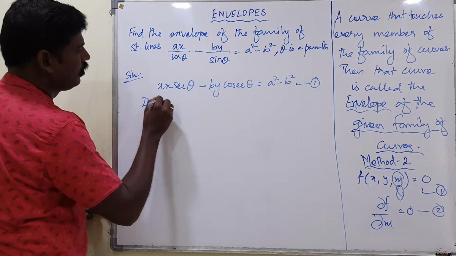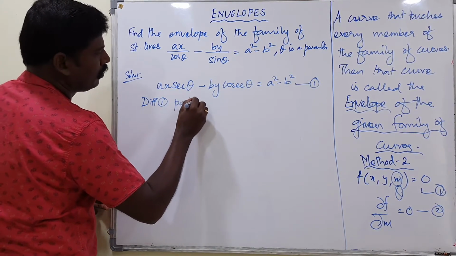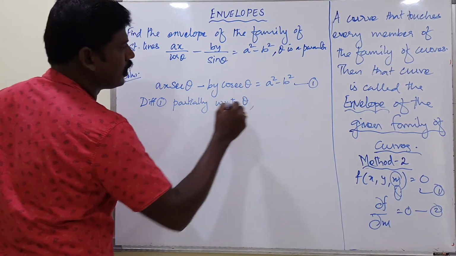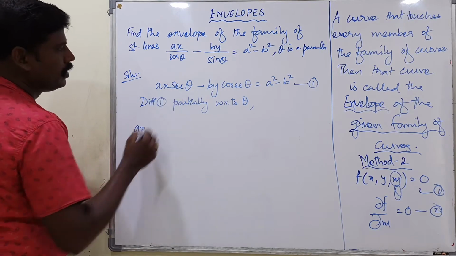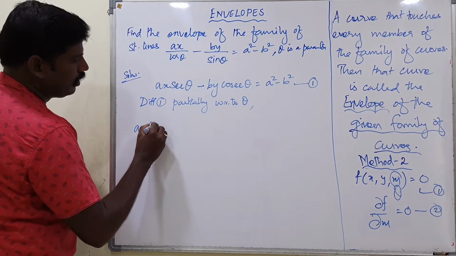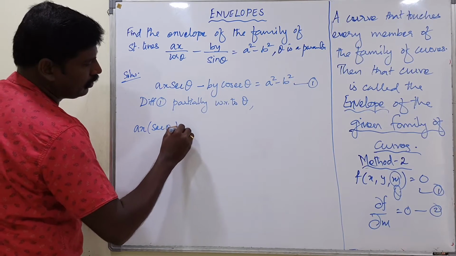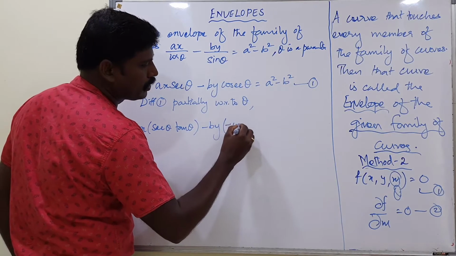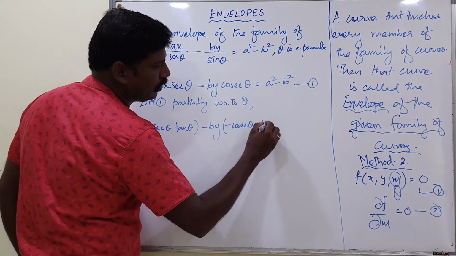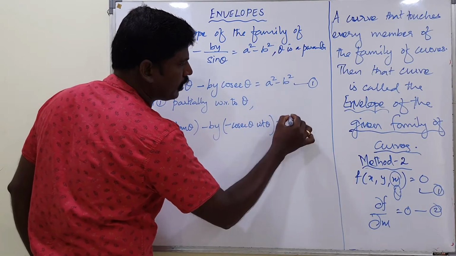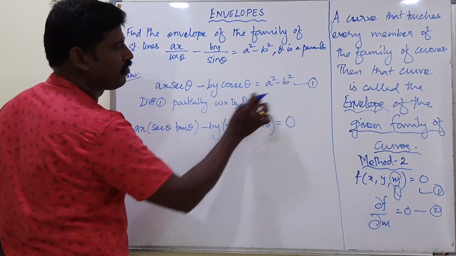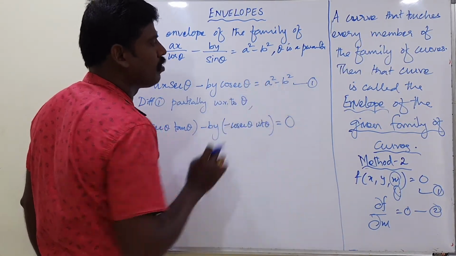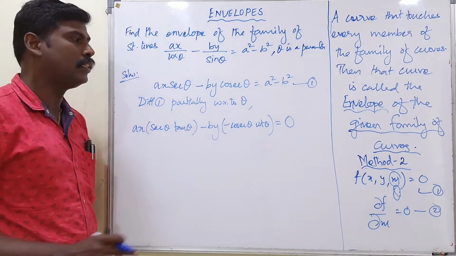Differentiate 1 partially with respect to theta. What you will get? a x into secant theta, what is the derivative of secant theta? Secant theta into tan theta, minus b y into, what is the derivative of cosecant theta? Minus cosecant theta into cot theta, equal to, what is the derivative on the right hand side? 0, because the term is independent of theta. We are differentiating partially with respect to theta, so this will be treated as a constant. So taking derivative with respect to theta, this becomes 0.